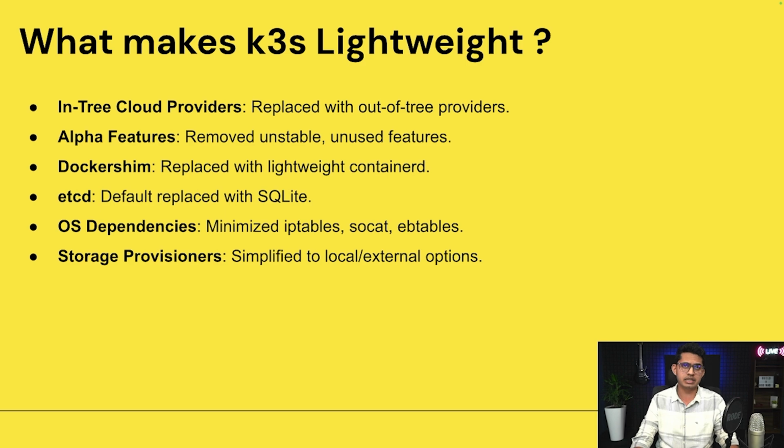One of the major things that K8s had was giving us an option of a lot of storage provisioners to handle persistent volumes. K3s now only provides local and external options: local for local disk storage, and external for networked storage that is not Kubernetes specific. Using local and external usually solves most of the storage provisioner needs, thus making K3s lightweight.